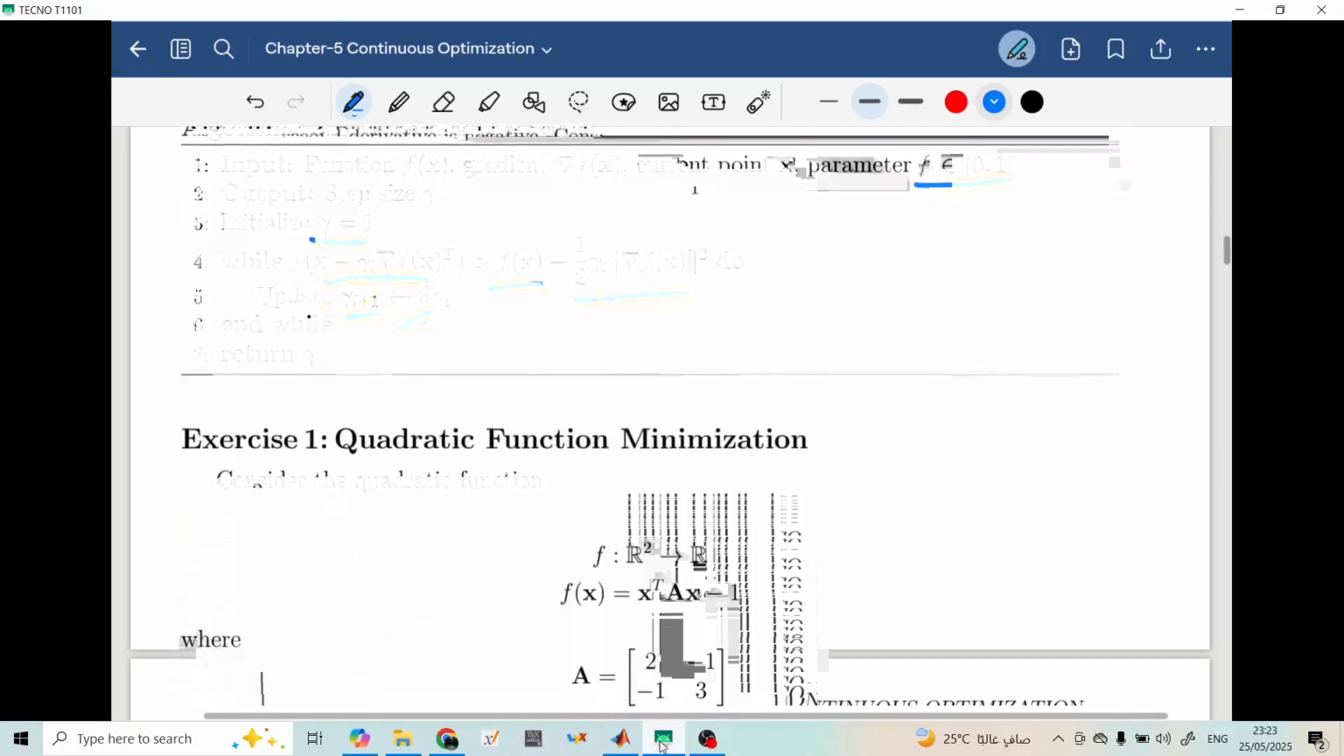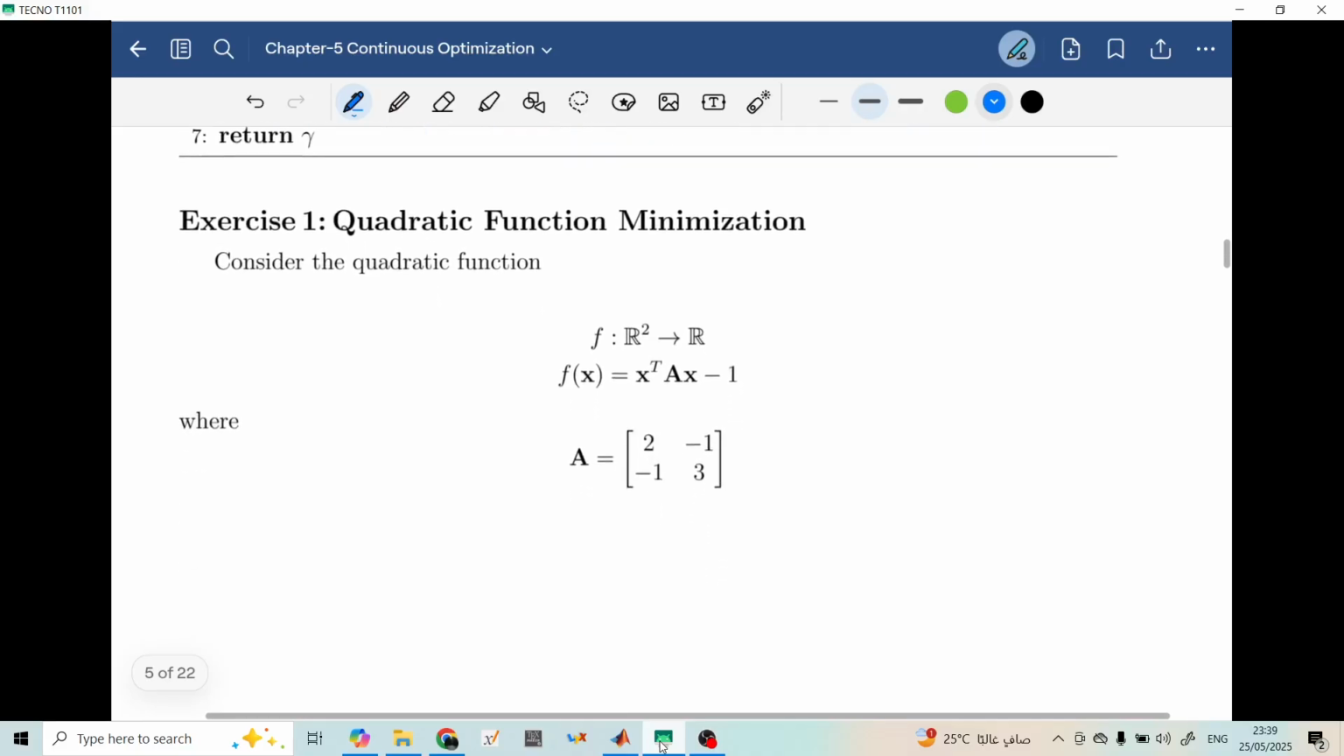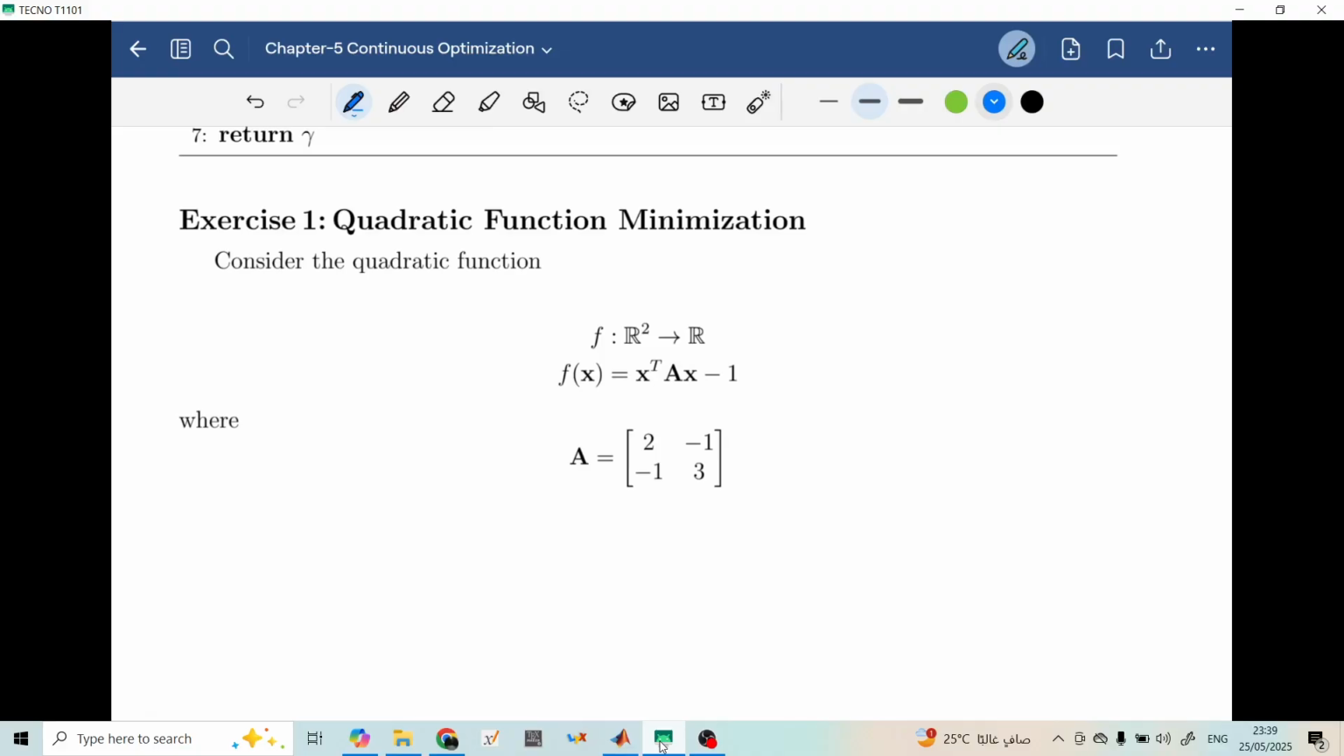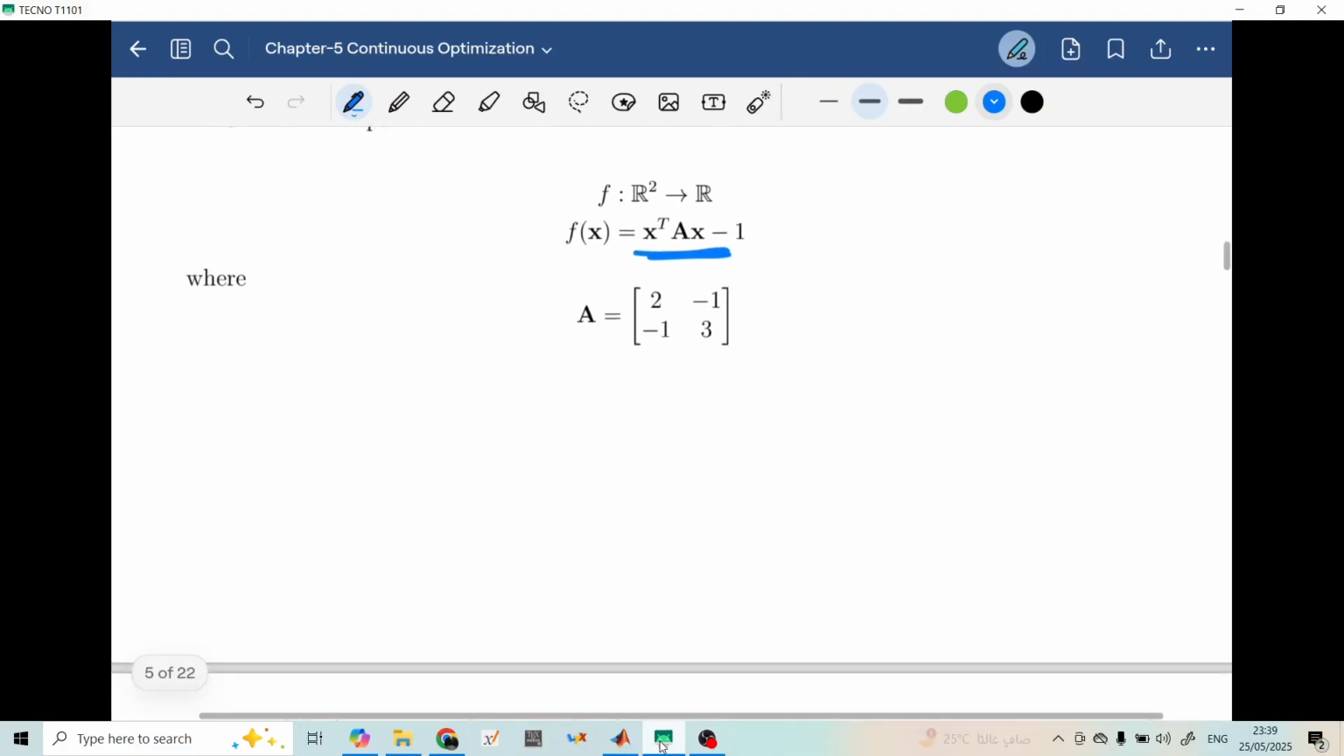So let's take an example. Now consider this quadratic function. Remember, a quadratic function is a convex function, right? But see here, it's written in matrix format. So A here is a 2 by 2 matrix.